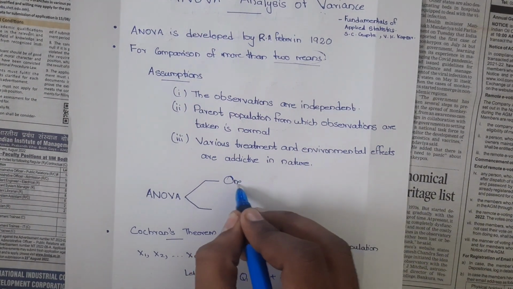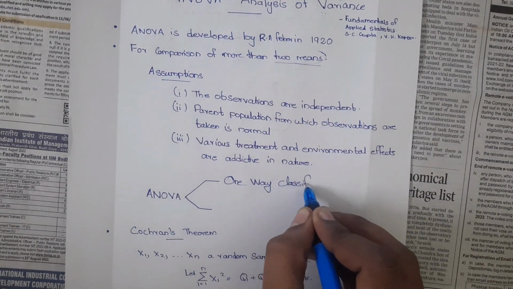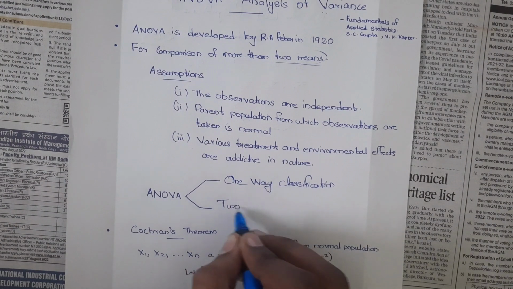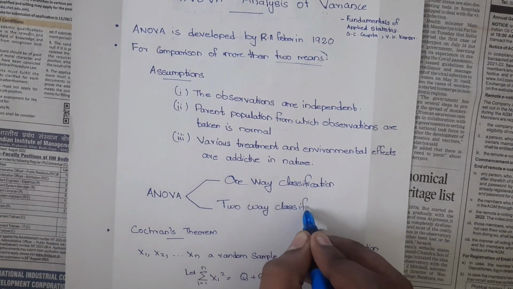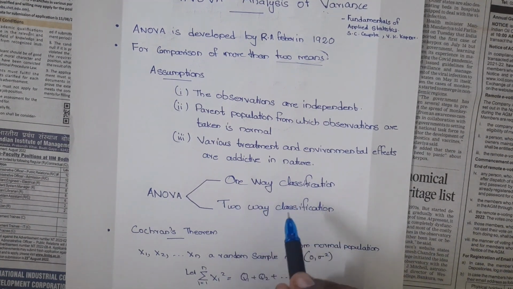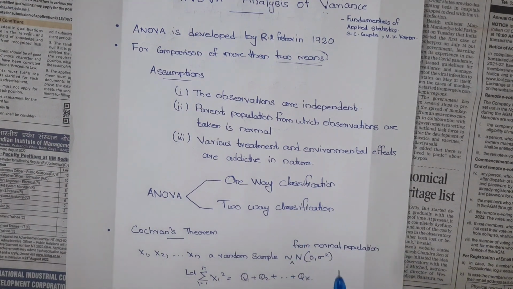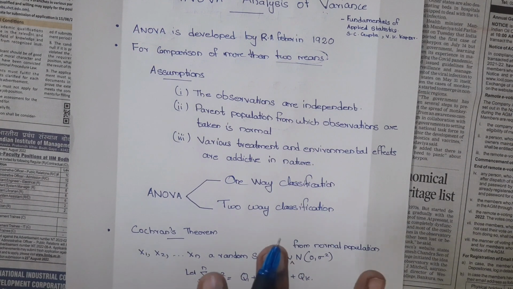One-way classification and the other one is two-way classification. We will see in detail what one-way classification and two-way classification are. First of all, we want to understand what one-way classification is. One-way classification for an experiment.